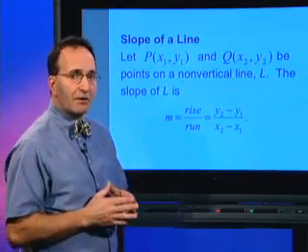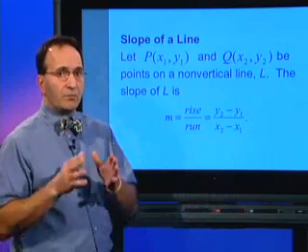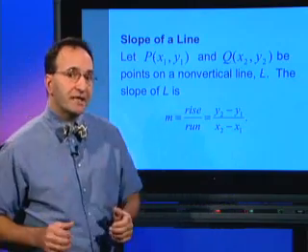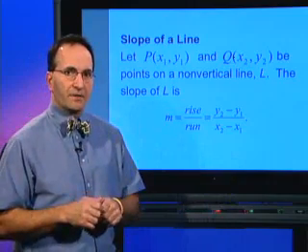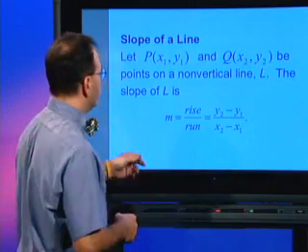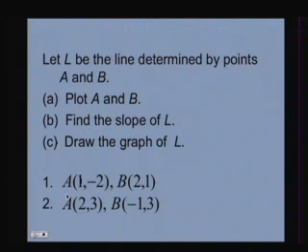Remember also that parallel lines will have the same slope, and perpendicular lines have slopes that are negative reciprocals of each other. Let's look at an example. Let the line L be the line determined by the points A and B. First of all, plot A and B, find the slope of the line L, and then draw the graph of line L. We have two problems we'll do.